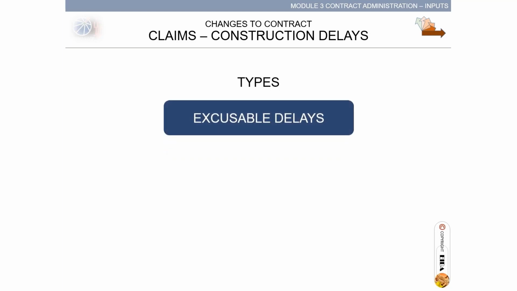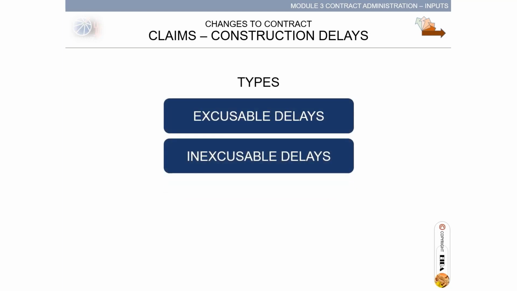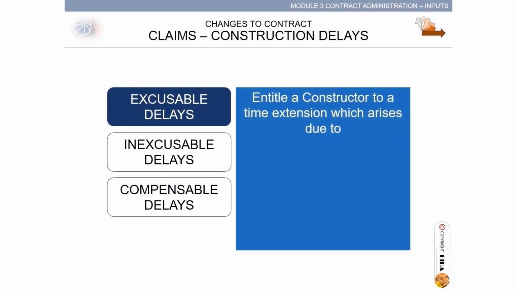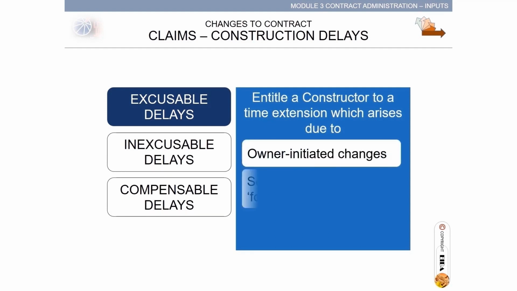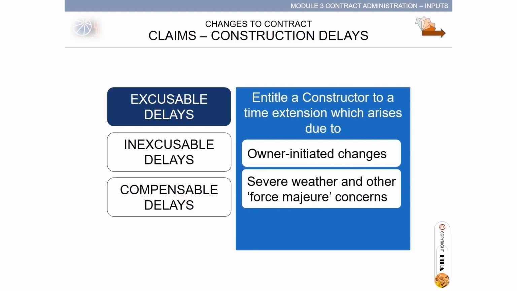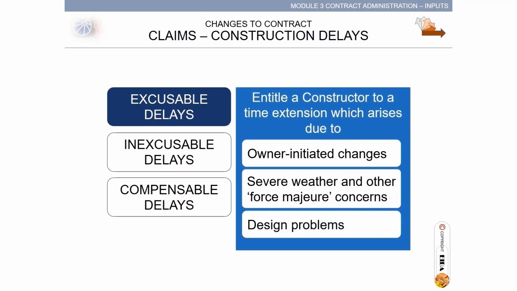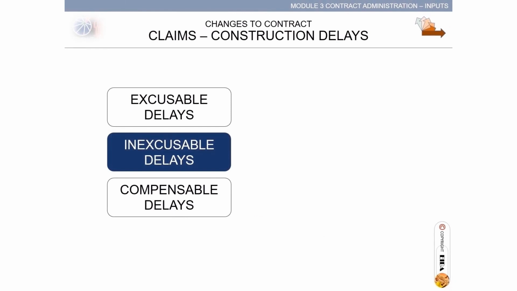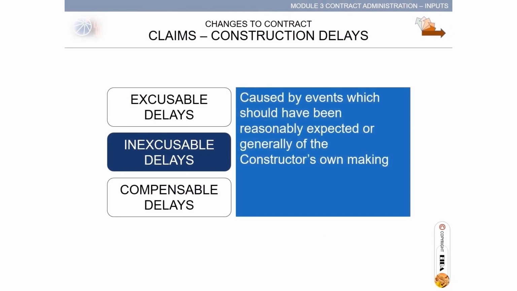Construction delays exist in projects for some valid reasons or are caused by the actions of the owner or the constructor. The types of construction delays are excusable delays, inexcusable delays, and compensable delays. Excusable delays entitle a constructor to a time extension, which arises due to owner-initiated changes, severe weather, and other force majeure concerns, design problems.